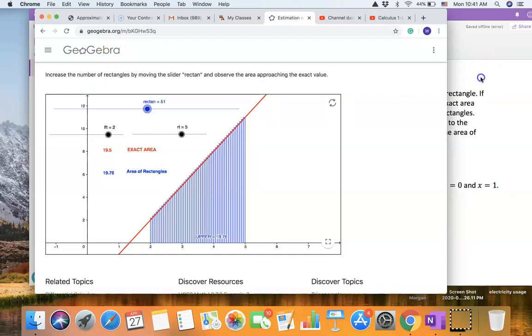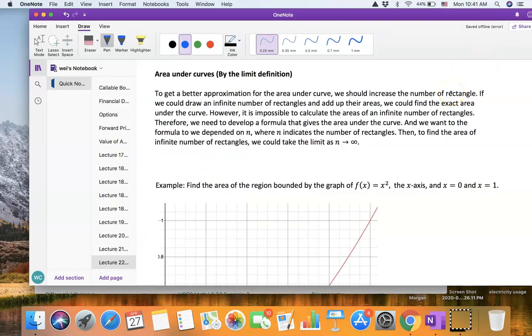Okay, so in this video, we're going to talk about how to use this method to find the exact area. Now we are not talking about the approximation. We want to find exactly what the area of the bounded region is. So we're going to do this by using the limit definition.